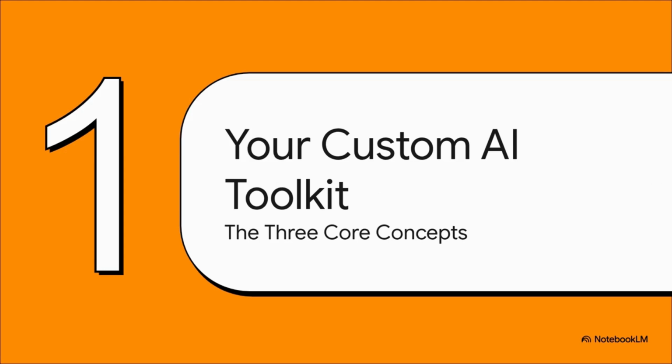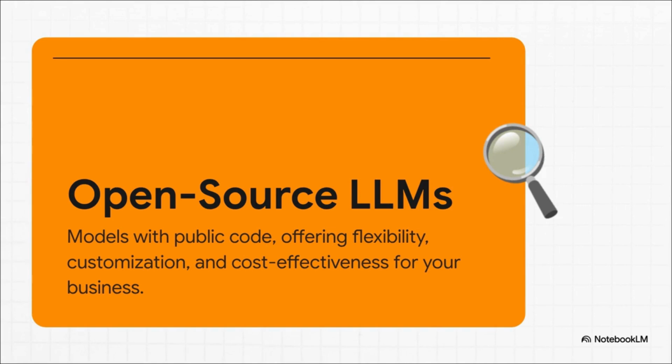So how do we actually make this happen? Well, it all comes down to a few key ideas. I want you to think of these as the essential tools in your custom AI toolkit. Let's walk through the 3 core concepts you really need to get your head around. First up, open source large language models, or LLMs. Imagine getting a super powerful engine, but the blueprints are totally public. You can look inside, you can modify it, you can fine-tune it for exactly what you need. For your business, this means you get incredible flexibility and control, often at a much lower cost, and you're not locked into some big commercial provider.